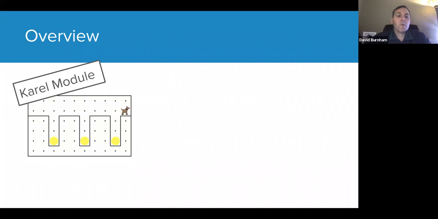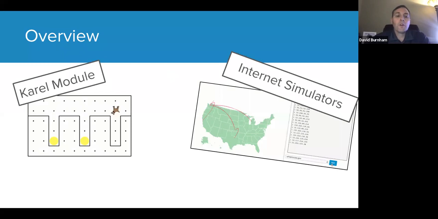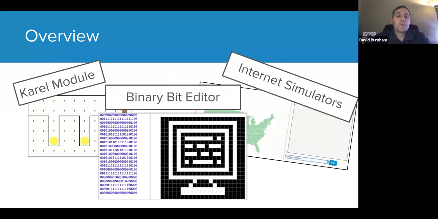So like our previous course, students will have a chance to learn to code using a Karel module. Karel has been translated into Python by incorporating both the syntax as well as using snake case or underscores, which is the convention in Python. We also continue to use various internet simulators, and we explore digital representations of data using our bit editor.